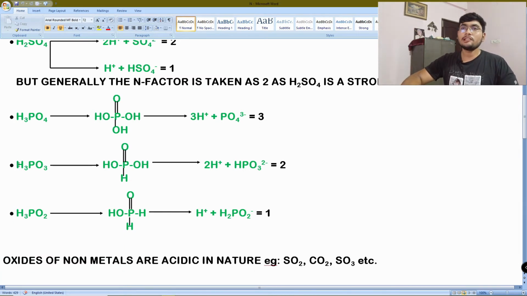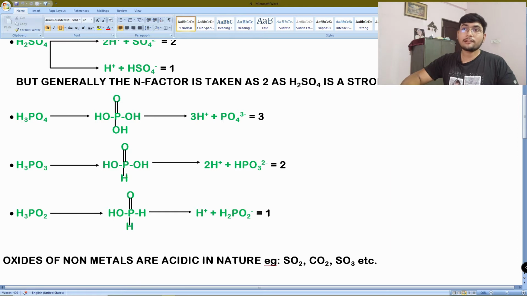Now let us see H3PO3. The structure is somewhat like this. Now you see that only 2 hydrogens are attached to oxygen. So it will liberate only 2 H plus ions basically. So the n factor will be 2.